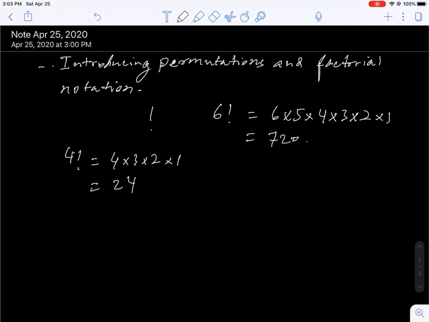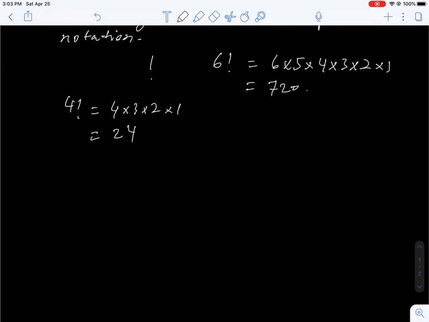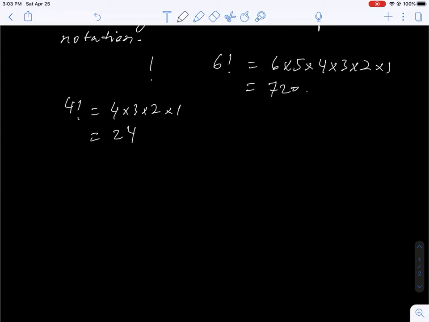There can be some questions where it is written like 5 times 4 times 3 times 2 times 1, and the question is to write this in factorial notation. No problem, you can say this is equal to 5 factorial, because the numbers go all the way down to 1.